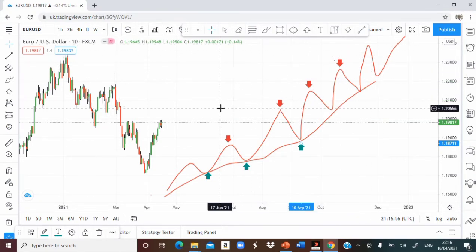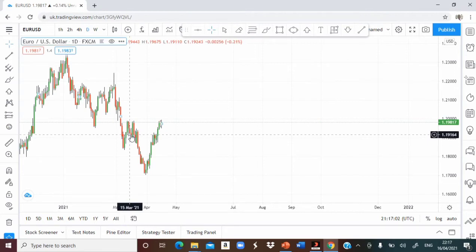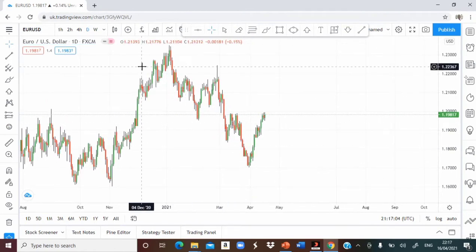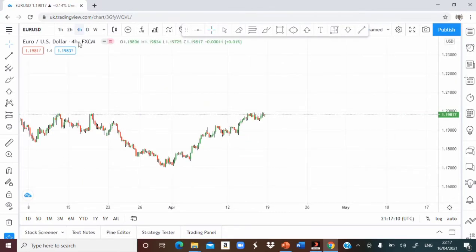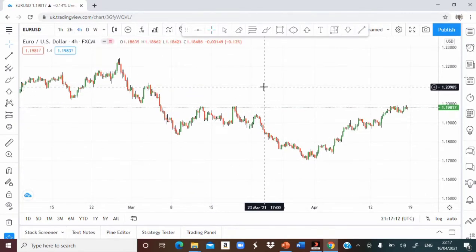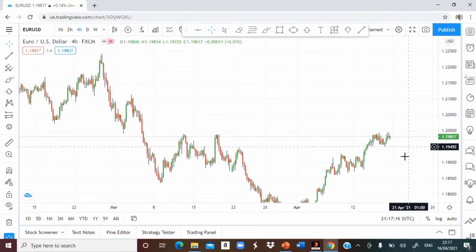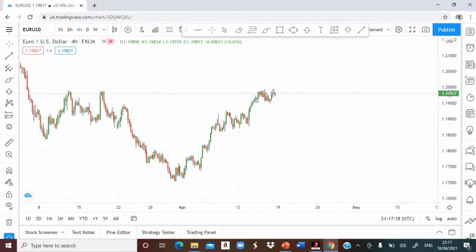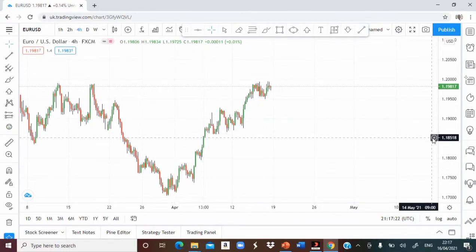So this is how you draw the trend. Let me show you another. Let's draw another one. Let me go to the 4 hours time frame. Remember, to identify the trend, you need to go to a higher time frame to know if the market is actually trending or not. Lower time frames will show you many false signals. So this is the 4 hours time frame.